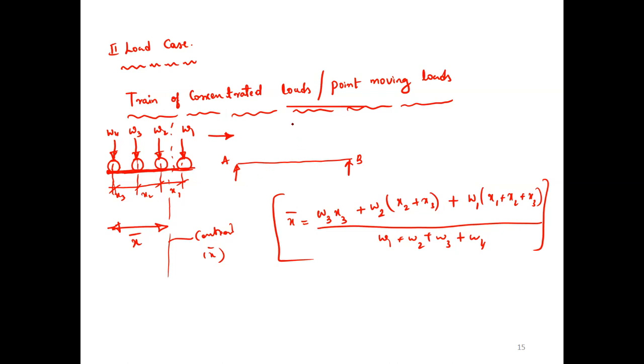So this you are exactly matching with your section. In the previous case, we had taken the ratio, but in this case we are not taking the ratio, that was for maximum moment. But this is for some train of concentrated loads, we are placing them to match the centroids of the beam as well as the moving loads.